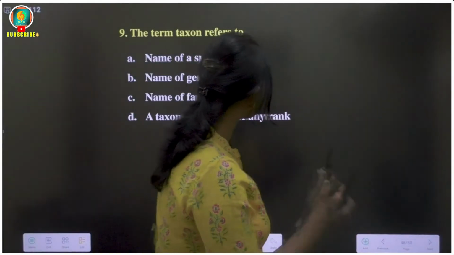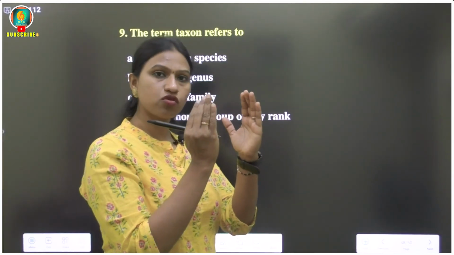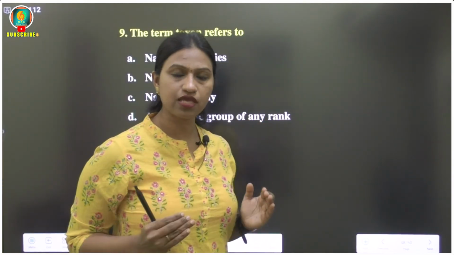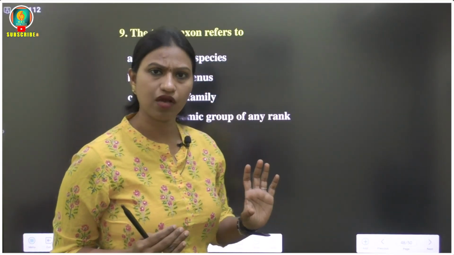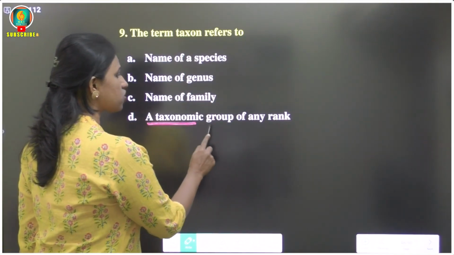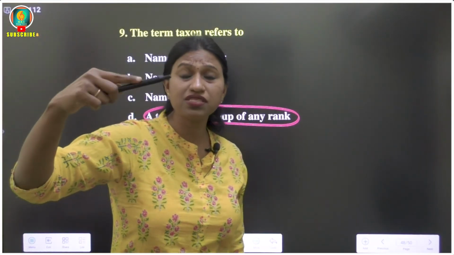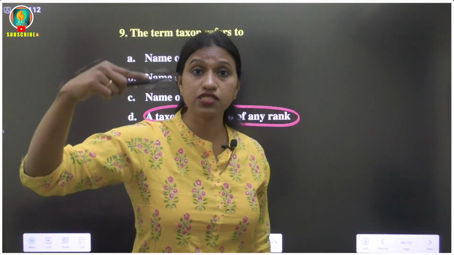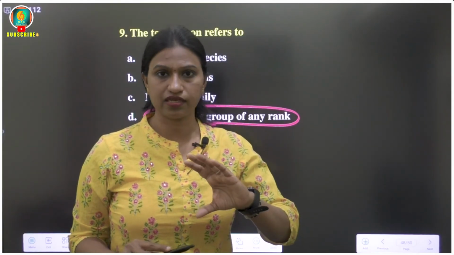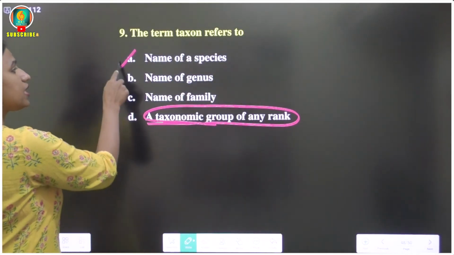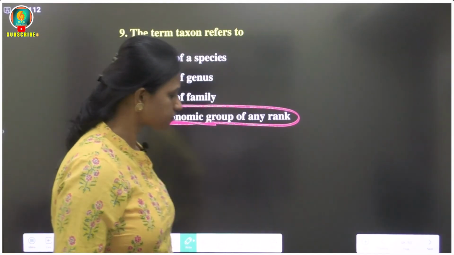Okay, next. The term taxon refers to, taxon means what? Each category itself is a taxon. Taxon, rank, category, all are the same. A taxonomic group of any rank, in the sense that kingdom is a rank, phylum is a rank, species, genus, order, class, everything is a rank. Everything is a taxon. Everything is a category. It's not the name of a species, genus or any family. So this is the answer.